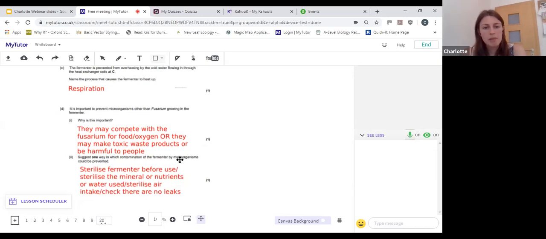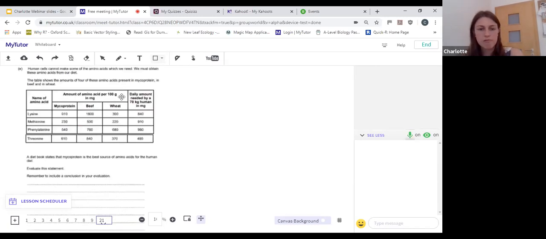One way in which contamination of the fermenter by microorganisms could be prevented would be to sterilize, and you could sterilize any part of it. So when I looked at the mark scheme for this, it was literally just sterilize and then a whole list of things. So you can sterilize the fermenter, you can sterilize the mineral or nutrients that were used, the water, the air intake, and also checking that there are no leaks. So common sense things there.